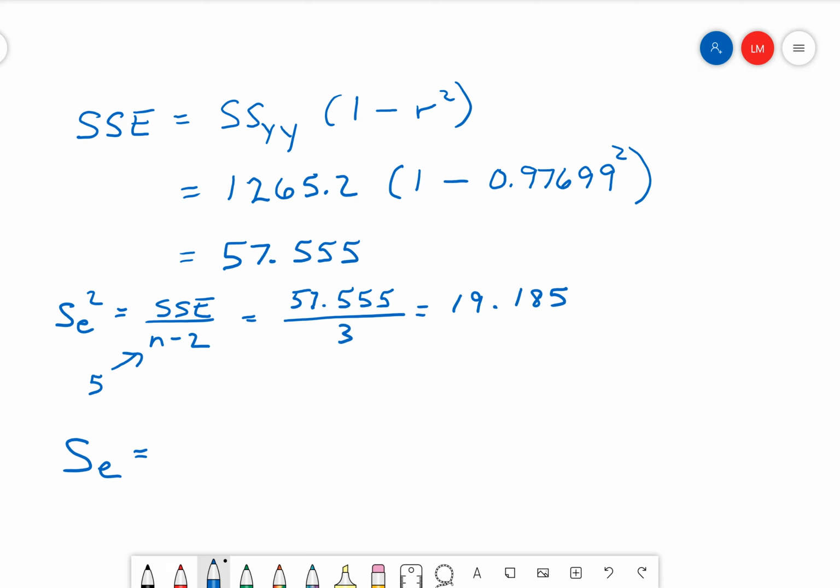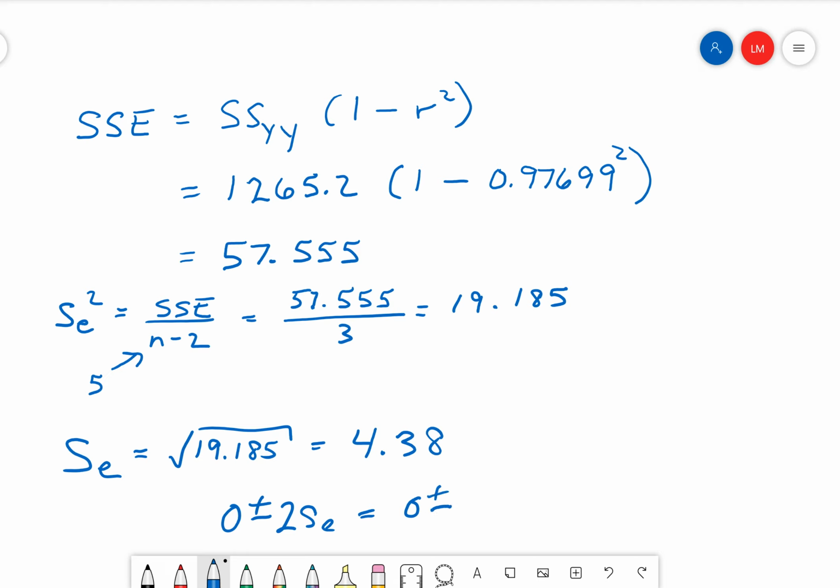Now to get the standard deviation of the error, without the square root there, we take the square root of 19.185, and that turns out to be, and please check this, 4.38. So 0 plus or minus 2 S sub E, two standard deviations, in our case equals 0 plus or minus 8.76. That means 95% of the errors are within $8.76.